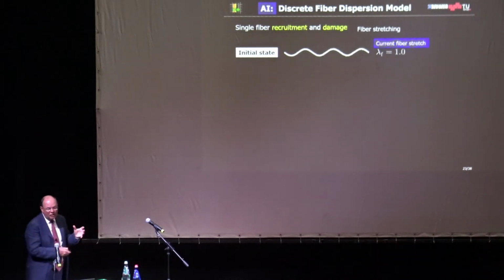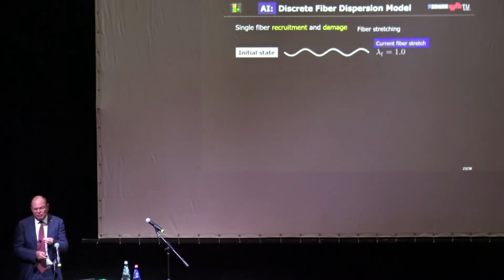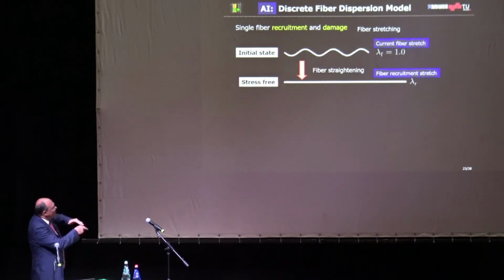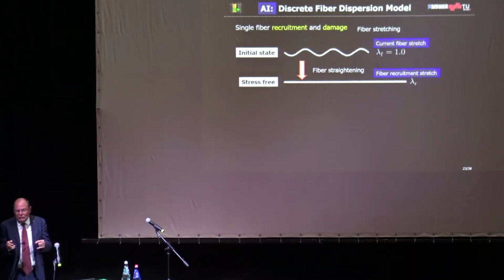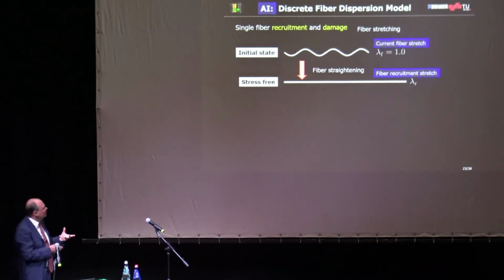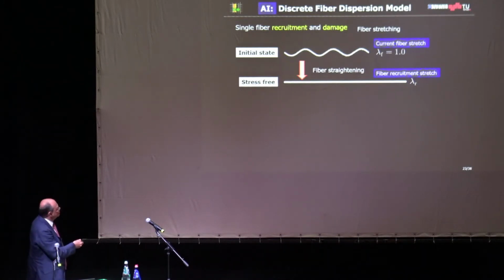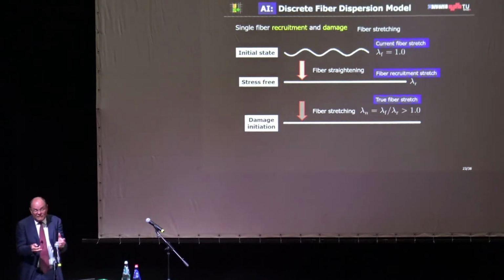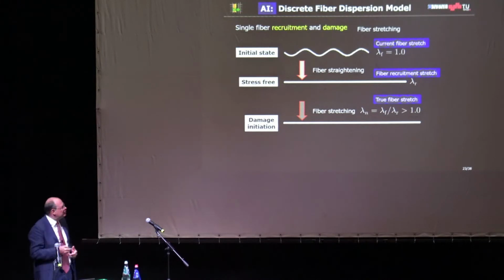So how do we consider now recruitment and damage? You know, the fiber looks like that in the undeformed configuration, and lambda f is 1, but then at a certain time the fiber is straight, and from this condition on, the fiber is bearing load. And this we call fiber recruitment stretch. Let's call it lambda r, fiber recruitment stretch. And then the through fiber stretch, lambda n, is lambda f divided by lambda r. And this fiber recruitment stretch actually we can visualize. Of course, it's not a number. This is again a distribution.